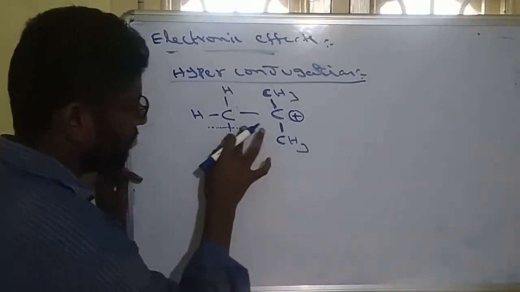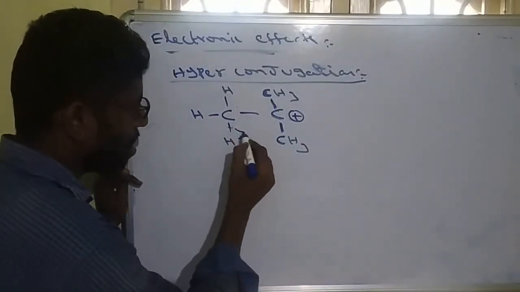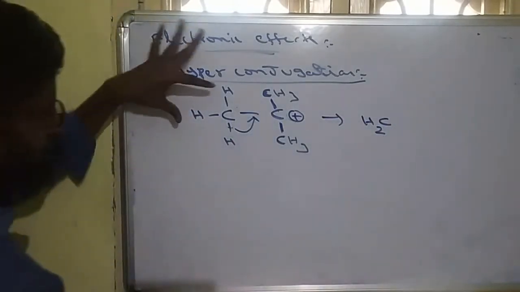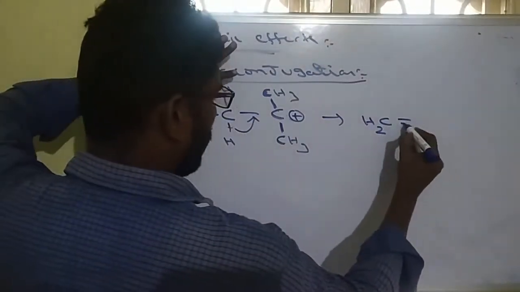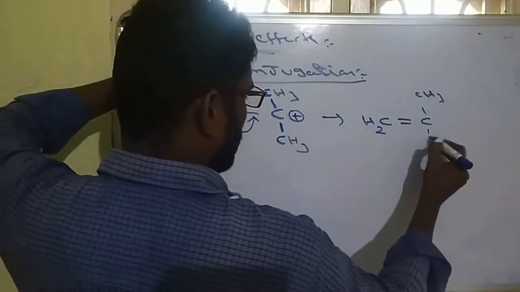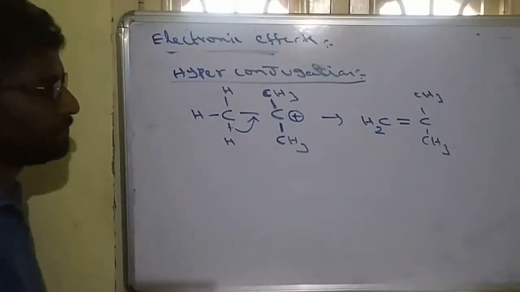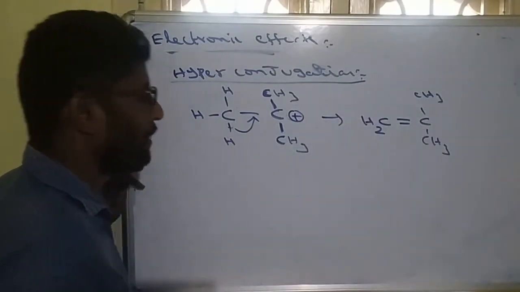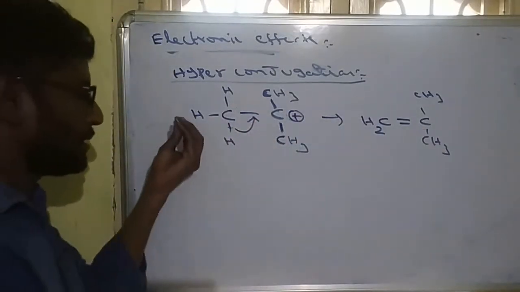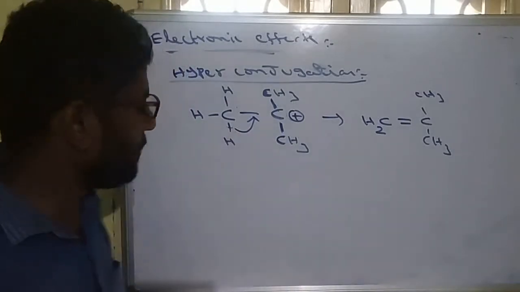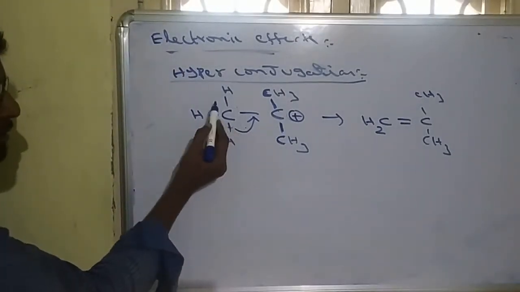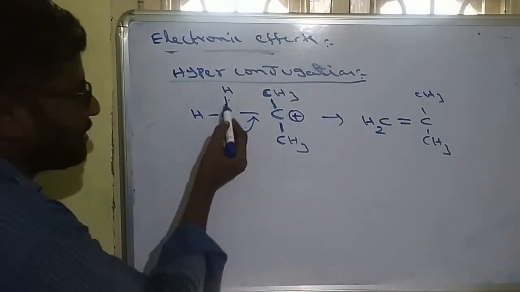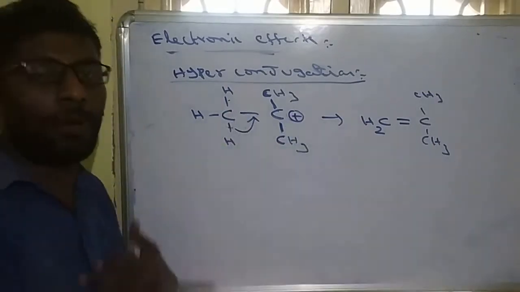Simply, the charge is positive. If this hydrogen sigma bond is converted to pi bond, then the product will become like this: CH2, one hydrogen is gone, CH2 double bond CH3, CH3. This alkene is formed. So the positive charge is lost due to formation of pi bond. So it shows hyperconjugation when sigma is converted to pi bond. But remember, not only this hydrogen; this hydrogen can also form hyperconjugation. Here, with 3 hydrogens, any hydrogen can show hyperconjugation.